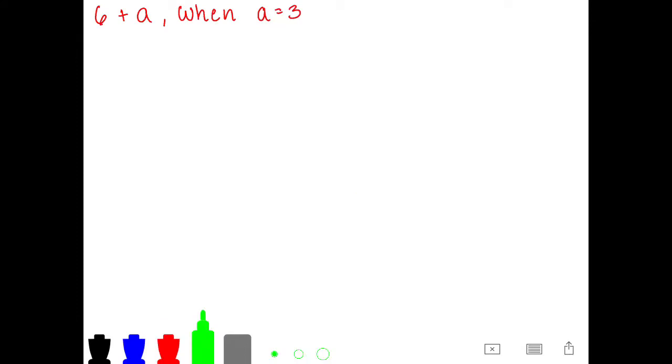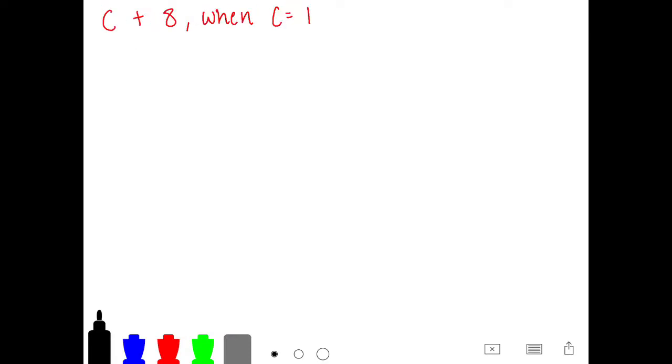We're going to start with a simple problem. 6 plus A when A equals 3. I'm going to start by rewriting the problem. So we're going to keep our 6 and the plus sign, or the addition sign, and we're going to plug in 3 for A, and then you solve by adding 6 and 3 to get 9.